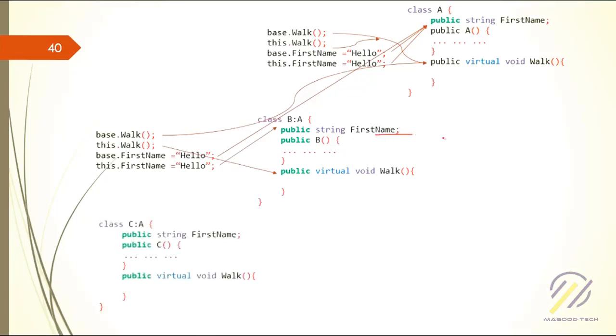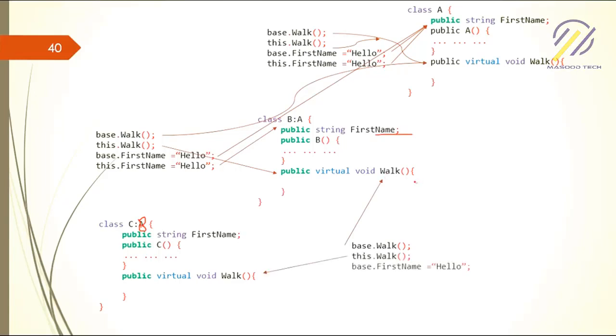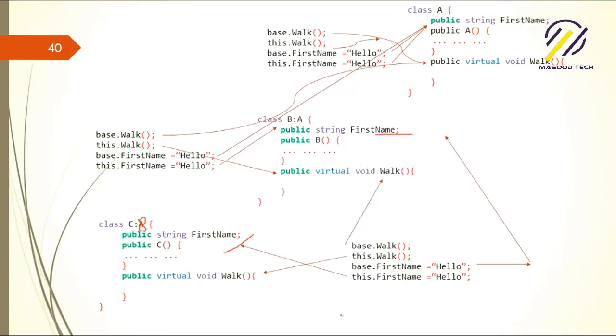So let's say I have class C, which is inherited from class B, of course. So I made a mistake. So let's pretend that it's really inherited from class B. And when we call base.walk, we call the method of its parent class. And this means this method, and base means the parent class's first name, and this means this class's first name. That's it. So this is about base and this, and how they differ from one another.